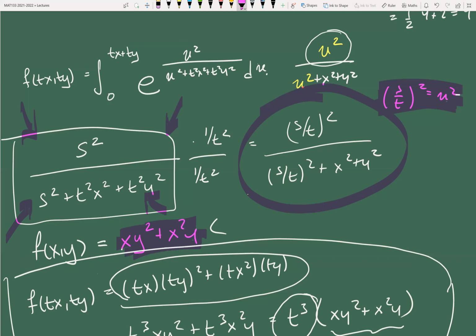Yeah, but you don't want that though, right? You want your expression to just look like some variable squared. Oh shoot, I erased too much. Okay, you want your expression to look like some variable squared divided by that variable squared plus x squared plus y squared. You don't want any t's to show up anywhere. Yeah, beautiful. There it is. Now do your substitution.